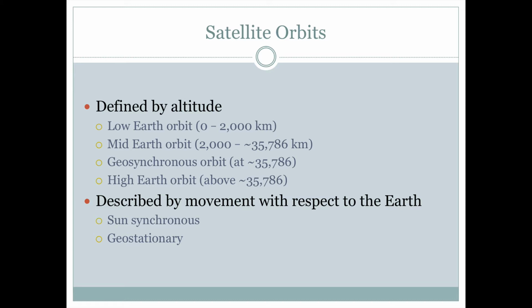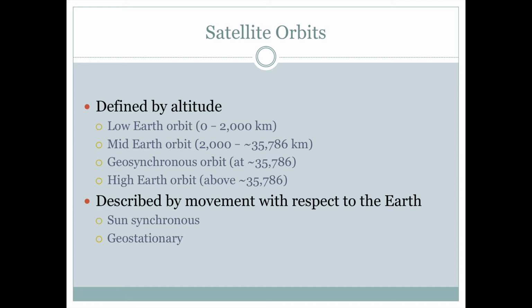There are mid-Earth or medium Earth orbits that are between 2,000 and approximately 35,786 kilometers above the surface of the Earth. And the reason that's such a specific number is right at approximately 35,786 kilometers above the surface of the Earth, that's where the geosynchronous orbits are. Geosynchronous orbit means that the satellite is moving at the same speed that the Earth is rotating. And above those, we would have the high Earth orbits.